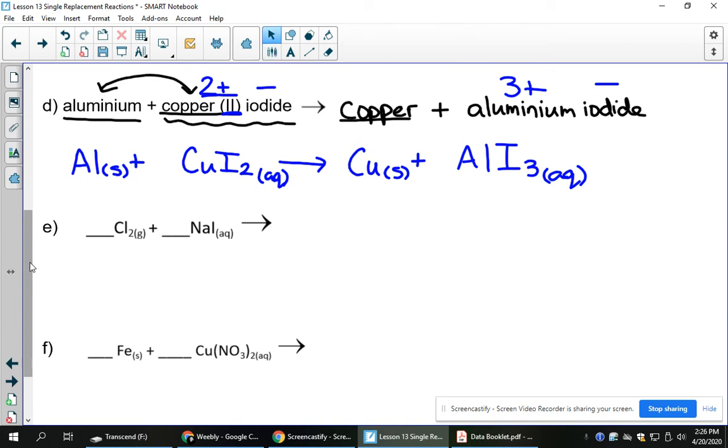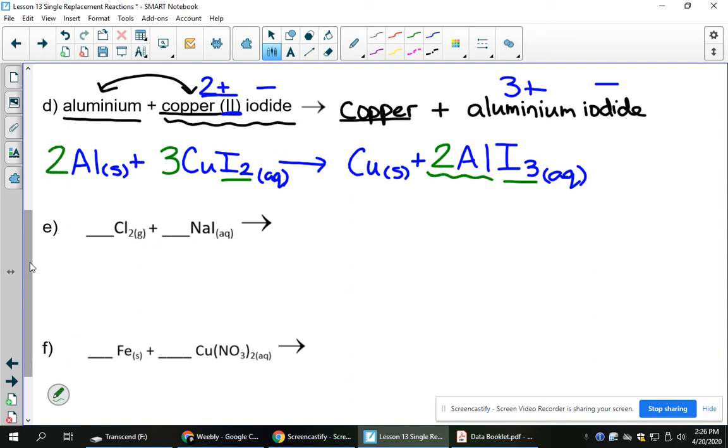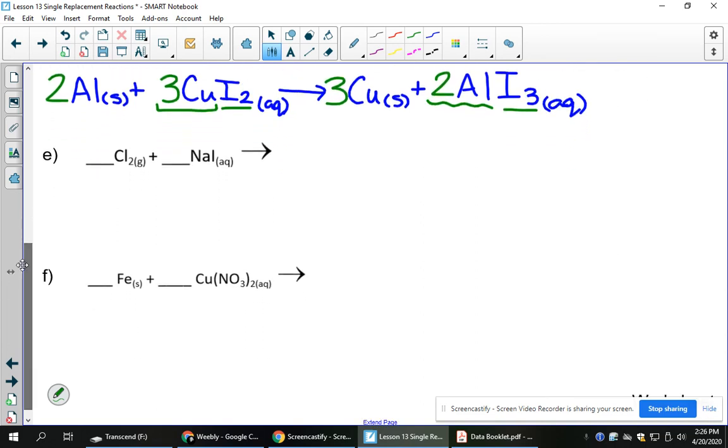Time to balance this equation. I'm going to start by looking at my iodines. I'm going to make 6 of them on either side, again by multiplying by a number that would make 6. Now I just doubled the aluminums, so I'll double the aluminums, and I tripled the coppers, so I'll triple the coppers. I want you to pause the video and try question E. You can also cross off question F because we're going to skip over that one. So try question E and I'll meet you back here with the answer.